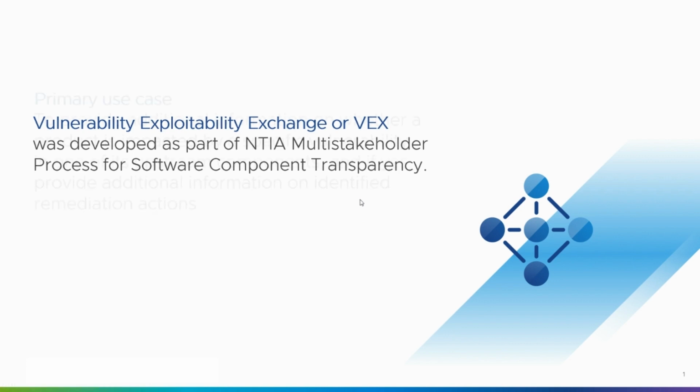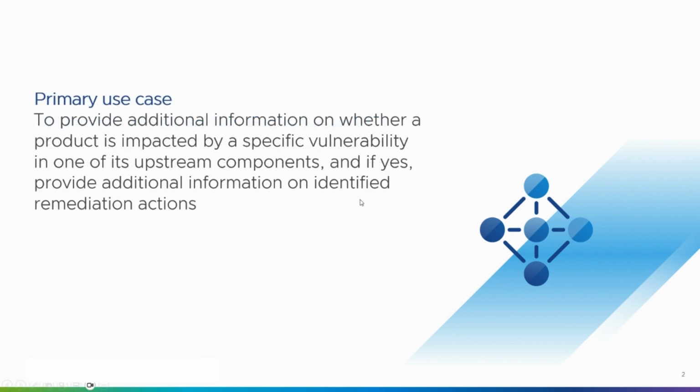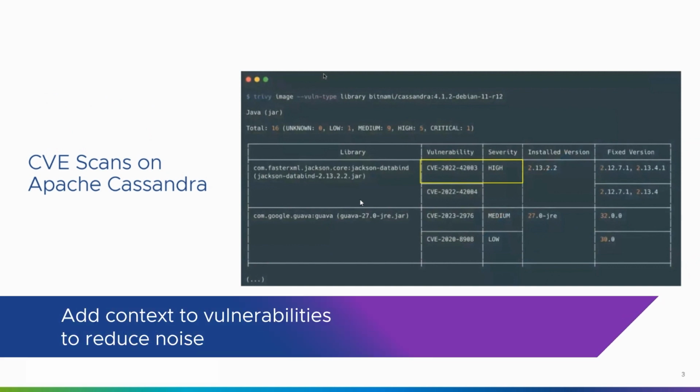The primary use case of VEX, as defined by the NTIA, is to provide information to development and operations teams on whether a product is impacted by a specific vulnerability in one of its upstream components, and if yes, provide additional information on identified remediation actions as well. This allows development and operations teams dealing with vulnerability management to quickly review their options and mitigate risks. Now, let us look at an example.